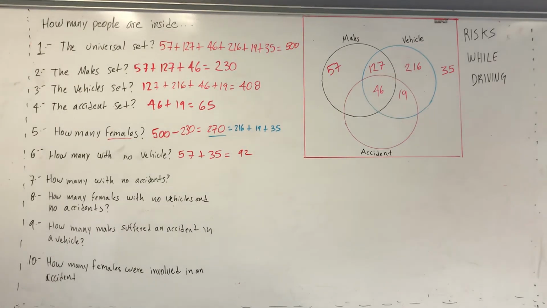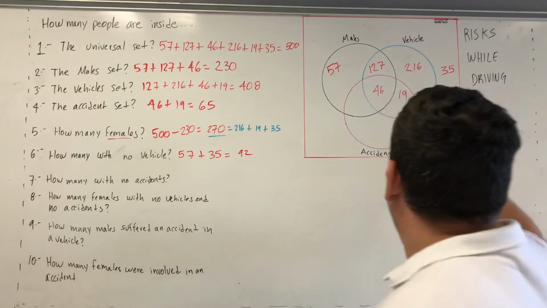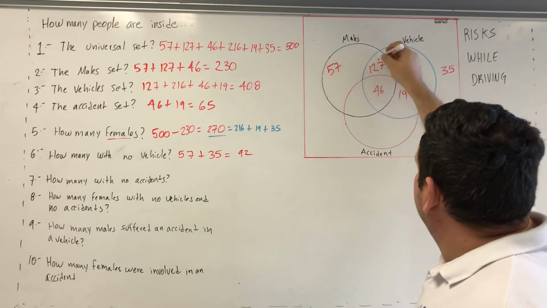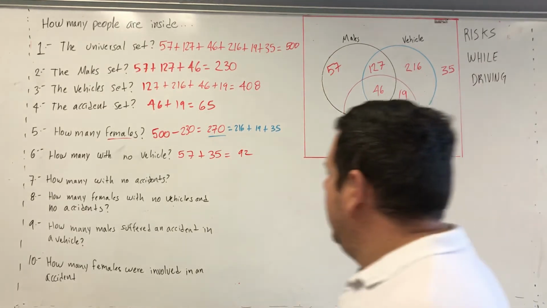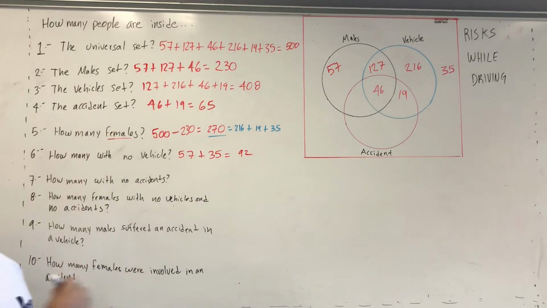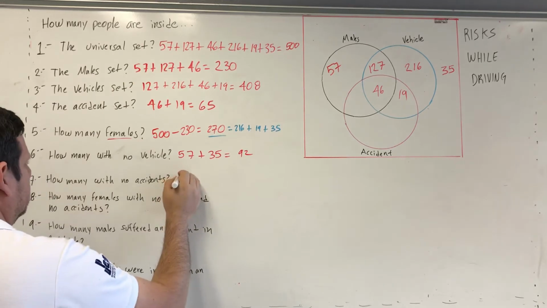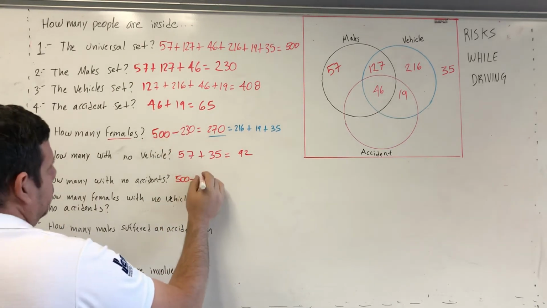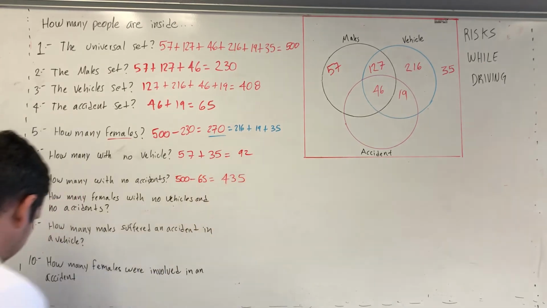How many with no accidents? With no accidents, just add all the values, this and this, which are outside the accident set. Or you can take the total set, which is 500, and subtract the accident set, which is 65, and this is 435.